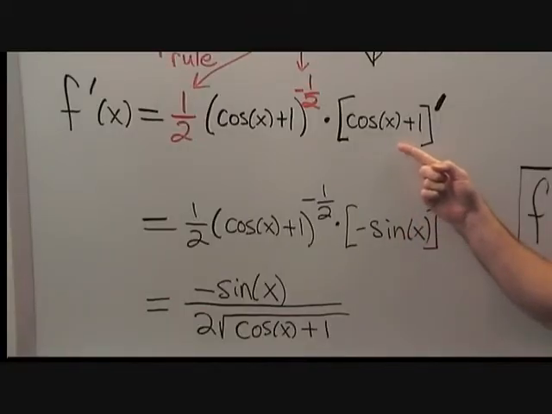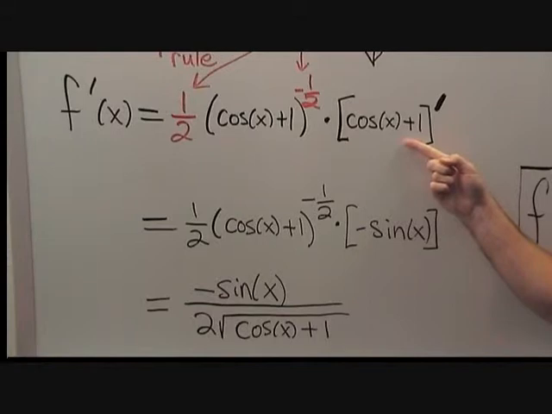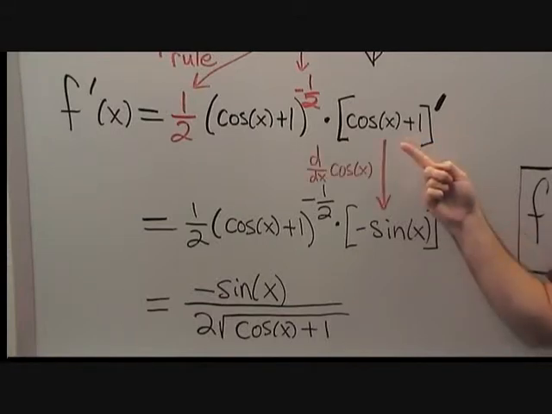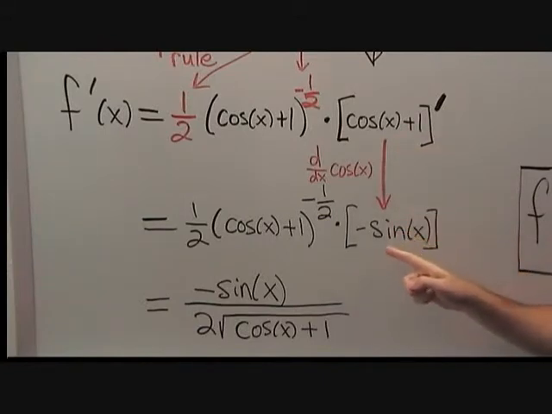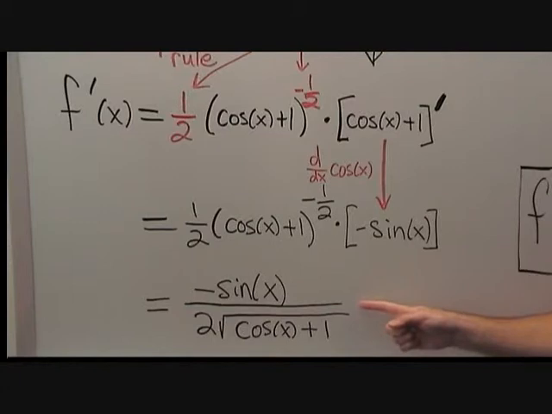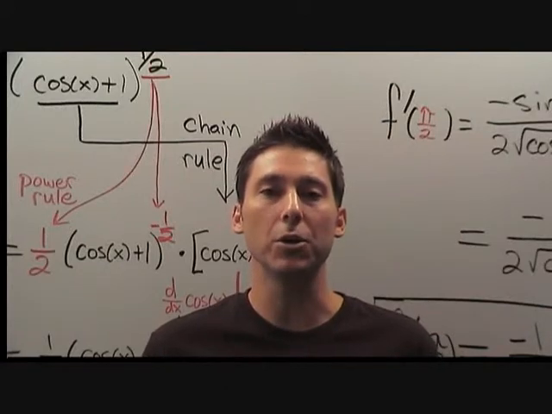Now we need to evaluate the derivative of this term. For that we use the rule for cosine. The derivative of cosine is minus sine. Then we collect all the terms and rewrite the power as a square root. We have finished computing the derivative, f prime of x.